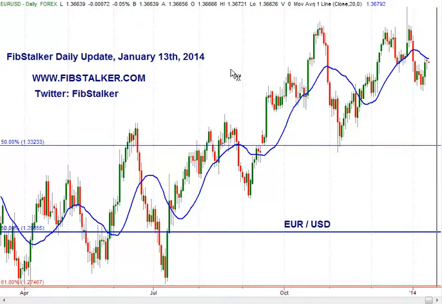So I think there are good opportunities here. The market is behaving as anticipated. In the euro, we still don't have a confirmation on the 15 minutes, but I gave you the levels, so keep those levels in mind.